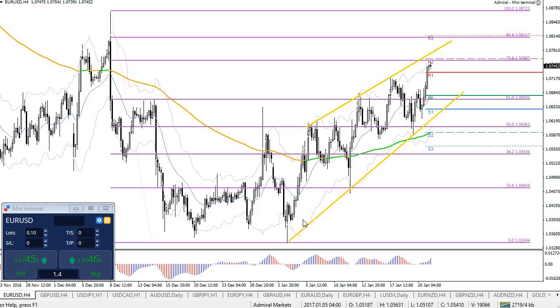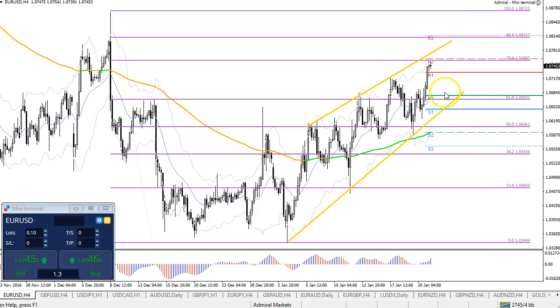The first currency pair on our list today is the euro dollar. Looking at the 4-hour chart right now, we can see that price is in a channel to the upside. These yellow and orange lines indicate that upward trend, and it's starting to look slightly like a rising wedge pattern. That is a corrective pattern, which would indicate perhaps a reversal back down on the euro dollar.